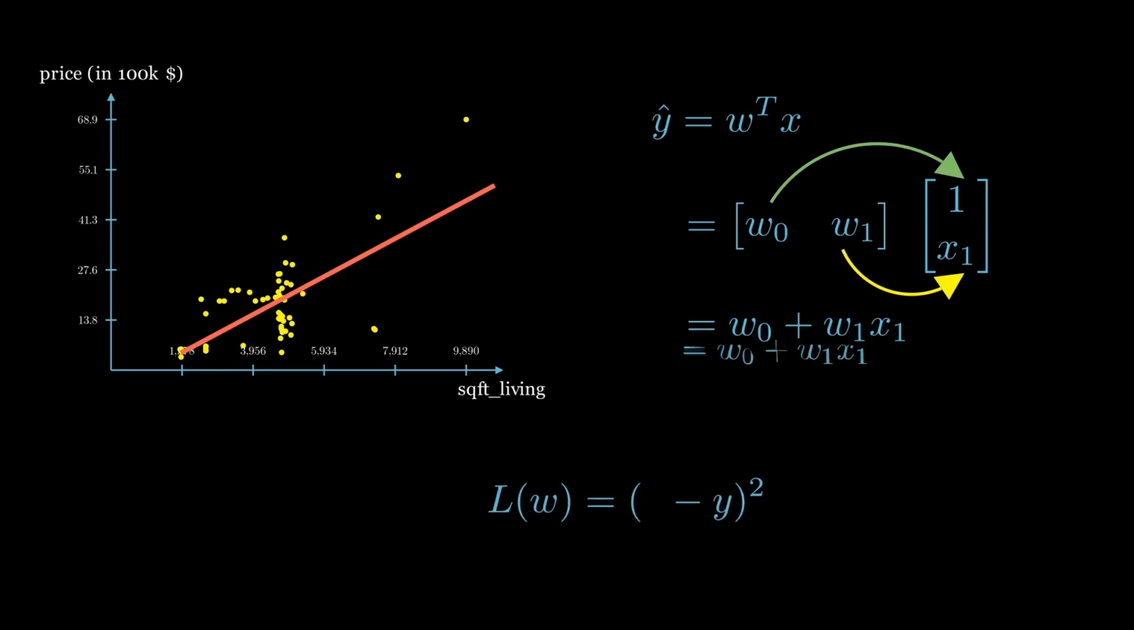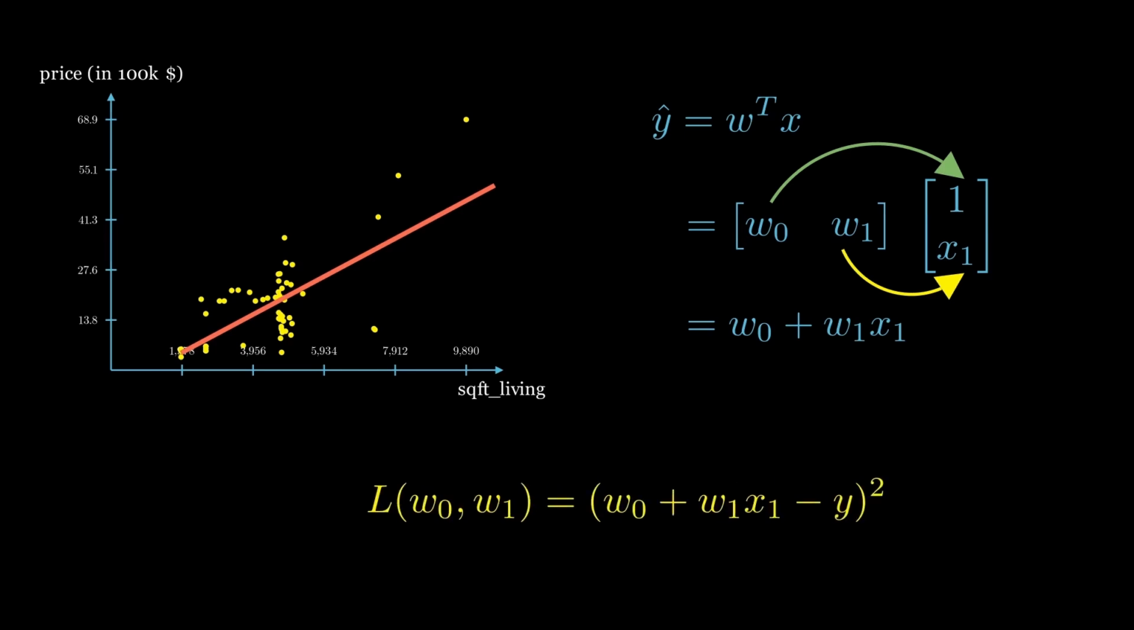Now, let's substitute this into the loss function L of W. We simply replace y hat with W0 plus W1 times x1. Then we can express L as a function of W0 and W1, L of W0, W1. Even in the simplest case with just one independent variable, L of W is still a multivariable polynomial.